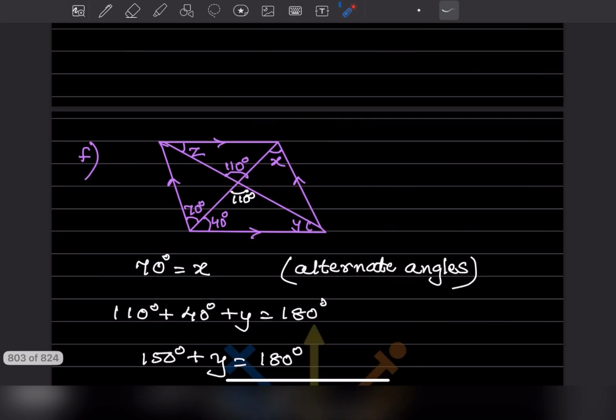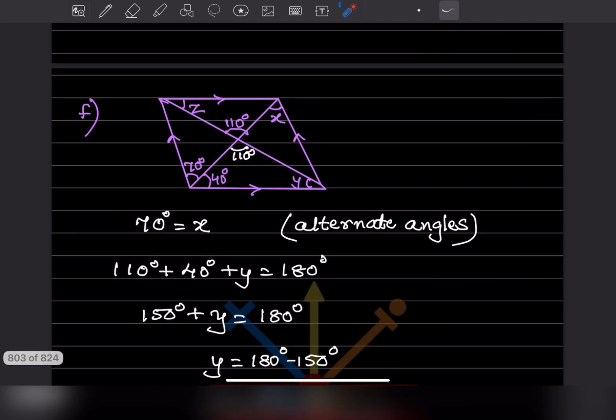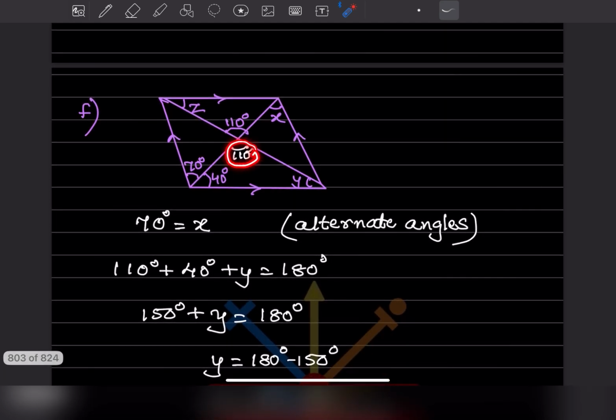Now again this figure is given. I wrote it later. So now what you can do, because why did I write this one? Because now see here, whenever we have a cross here, these are the vertically opposite angles. So this is 110, so this also should be 110.